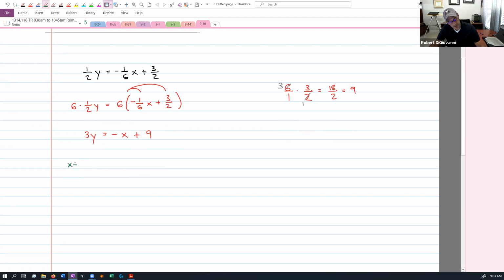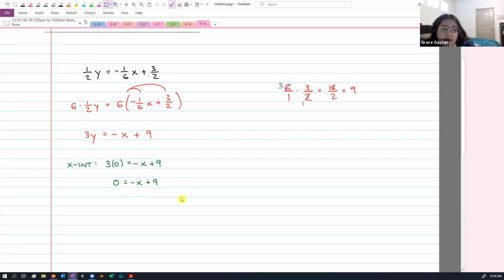So to find the x-intercept, what we will do is set y equal to 0 in this equation. So 3 times 0 equals -x plus 9. So 0 equals -x plus 9. And then you have a choice here. You can move the 9 to the other side, or you can move the x to the other side. What did you do? So I think this is just where I got confused. I didn't know if I could move the x over or not.